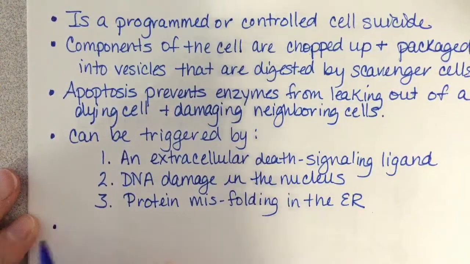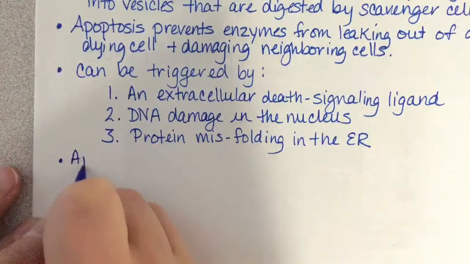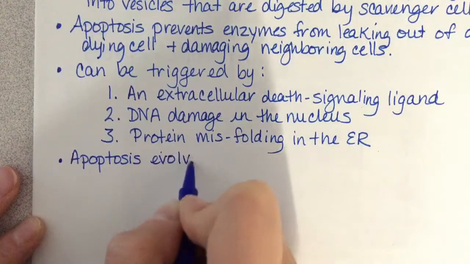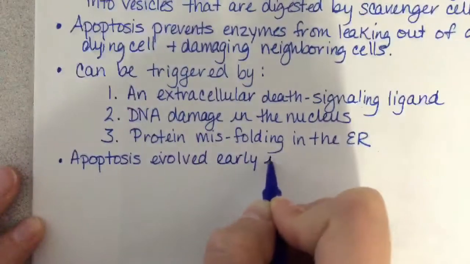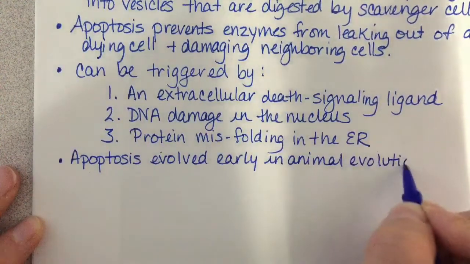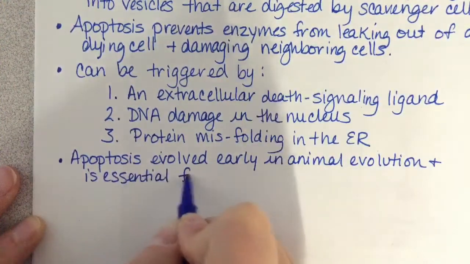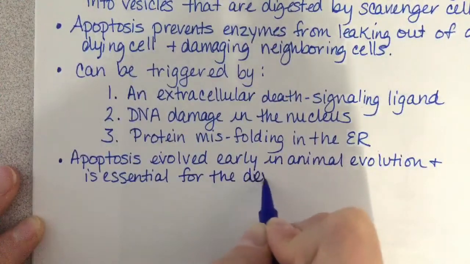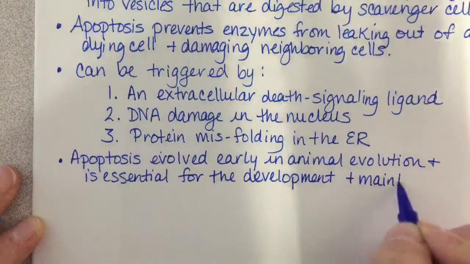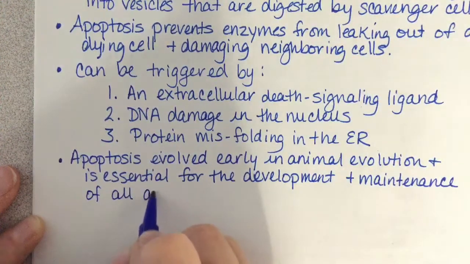So where does this come from? Apoptosis is a good thing. It can be a good thing. So apoptosis evolved early in animal evolution and is essential for the development and maintenance of all animals.